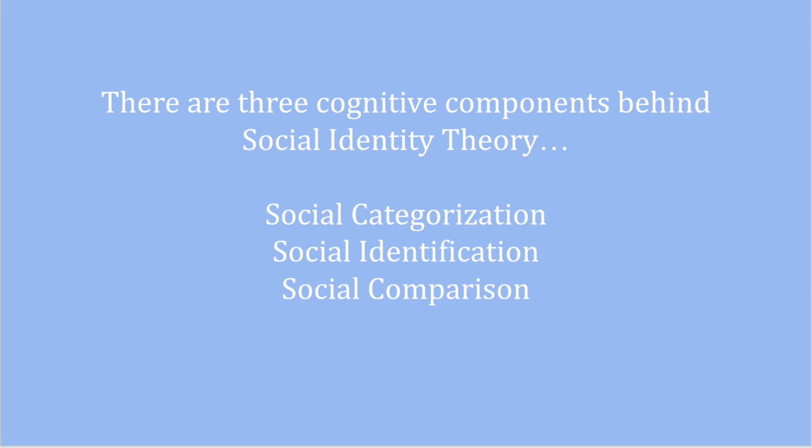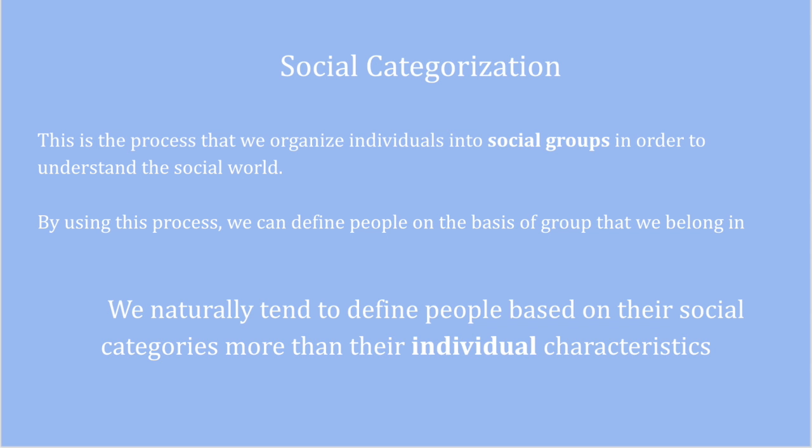There are three cognitive components behind the social identity theory, and those include social categorization, social identification, and social comparison. The first component is social categorization. This is the process where humans organize individuals into social groups in order to understand the social world. By using this process, we can help define people on the basis of a group that we belong in. We naturally tend to define people based on their social categories more than their individual characteristics.